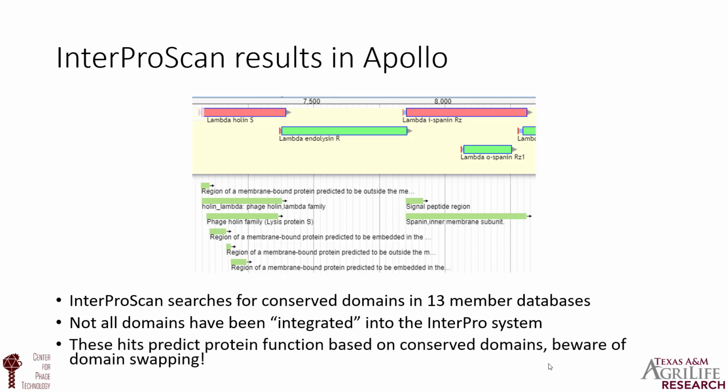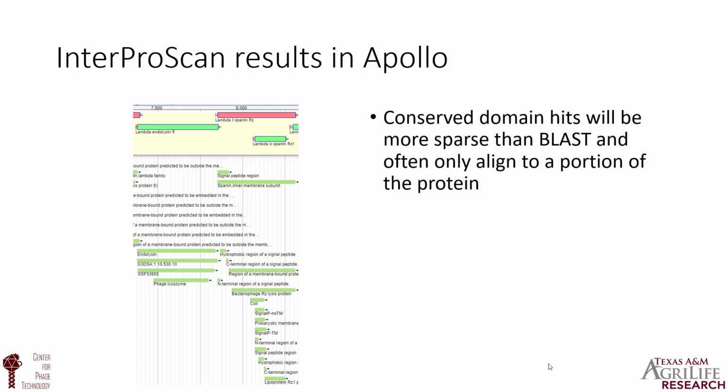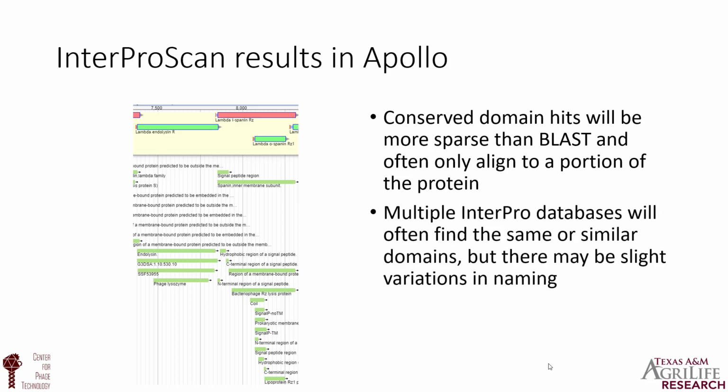It's important to be aware of things like domain swapping, especially if you have a hit to a relatively generic domain like an ATPase domain as part of a much larger protein. Conserved domain hits are more sparse than the BLAST results and often only align to a portion of the protein. Multiple InterPro databases will often find the same or similar domains, but there might be slight variations in how they're named.